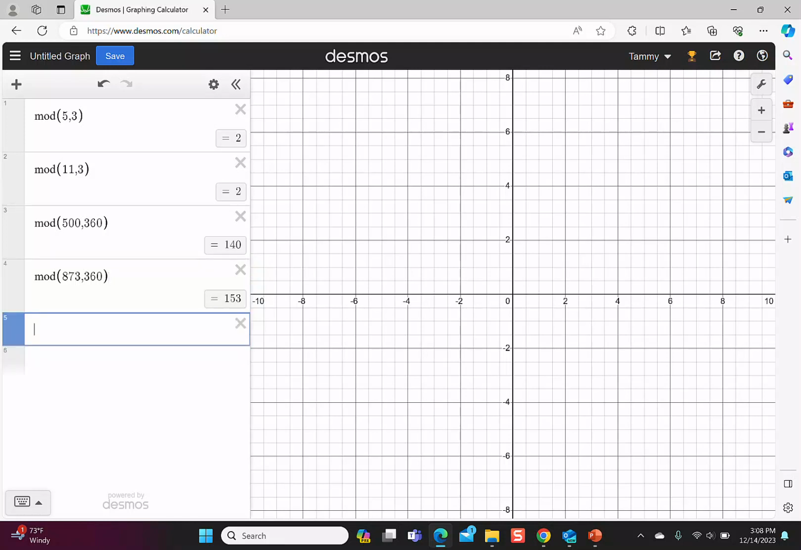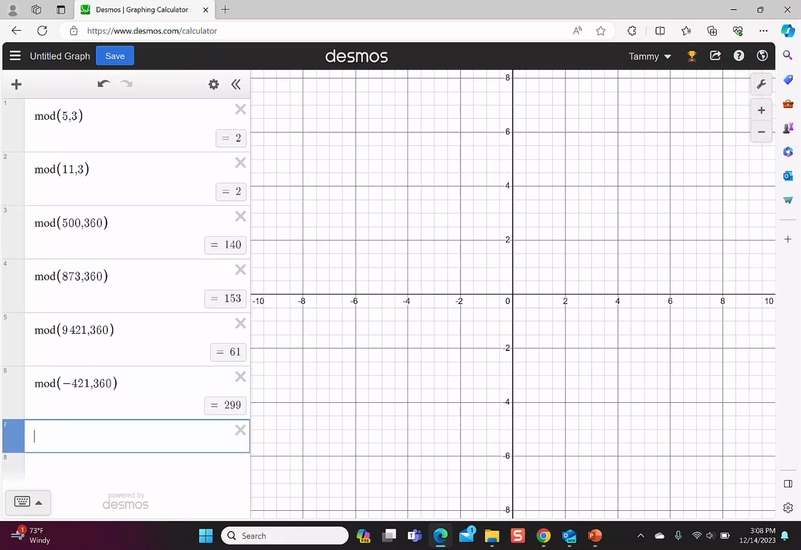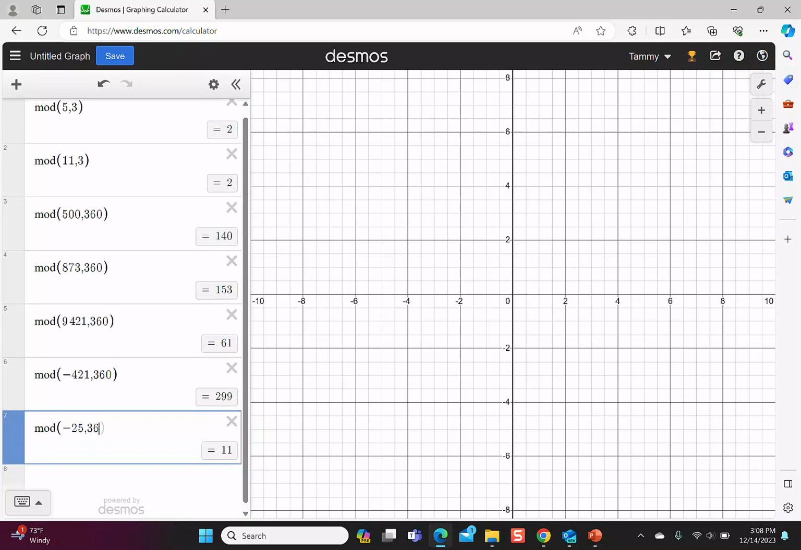So we could pick something very large. Let's say we did the mod of 9,421, and then we say 360, and it says 61. This works for both positive and negative numbers. If we put in the mod of negative 421, and then we put our 360, it says 299. Let's do something smaller. Let's do the mod of negative 25, and then again 360.